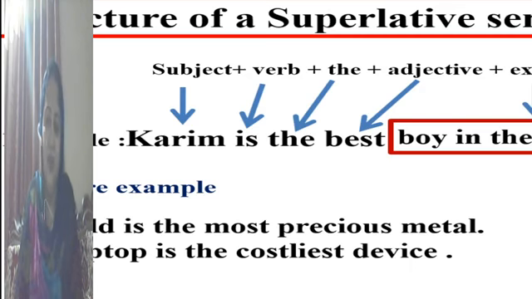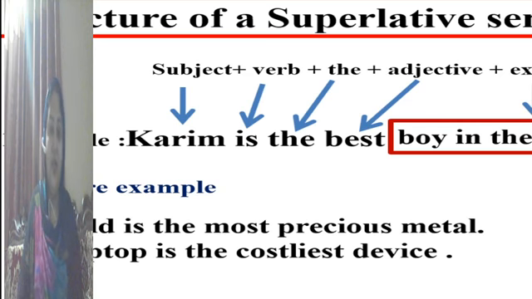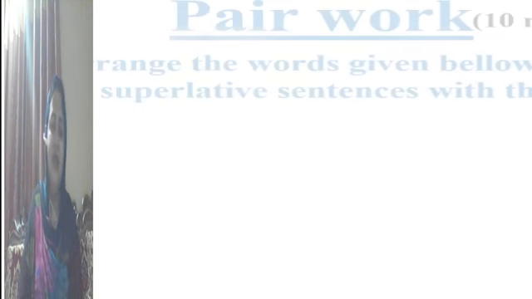In this way, laptop is the costliest device. Laptop is the subject here, then the verb is, and then the sign of superlative degree, the, and the superlative degree is costliest, and then the object is device. Right here. I think all of you understand it very clearly.